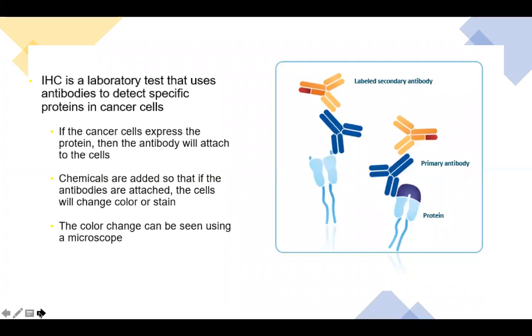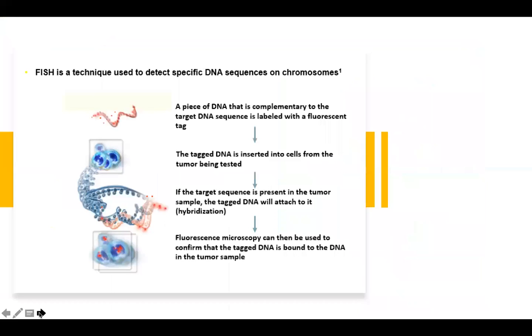IHC is a basic laboratory test that uses antibodies to detect specific proteins in cancer cells. If the cancer cells express the protein, then the antibody will attach to the cells. Chemicals are added so that if antibodies are attached, the cells will change color, and this can be seen in a microscope.